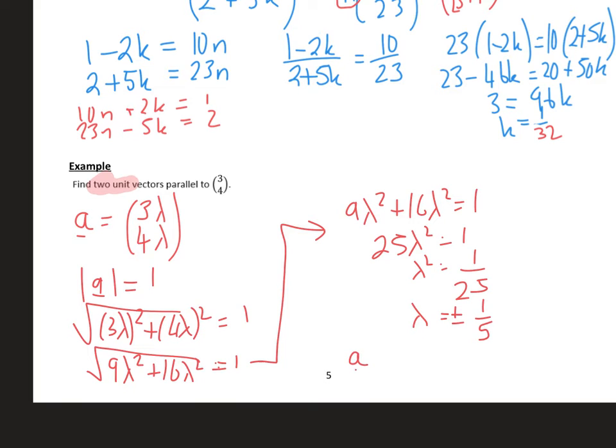So one possible unit vector is 3 times 1 over 5, so (3 over 5, 4 over 5). And the other one is (minus 3 over 5, minus 4 over 5). Yeah, so parallel means it's times by a number, and unit means the length is 1. So there are the two key facts we use in this example.